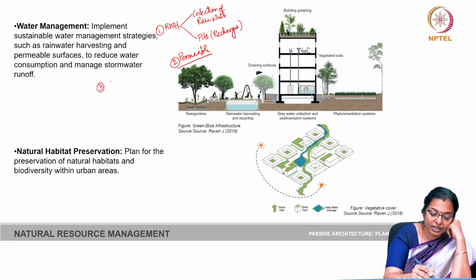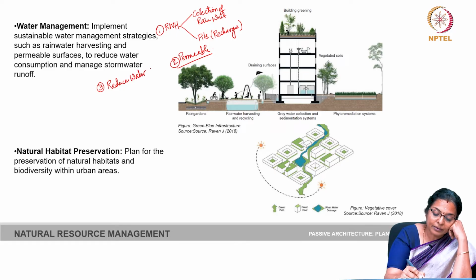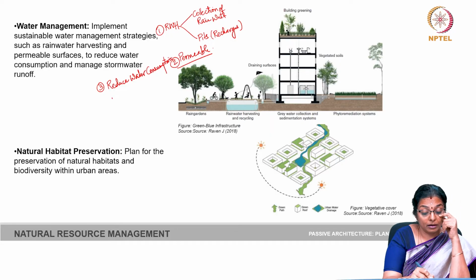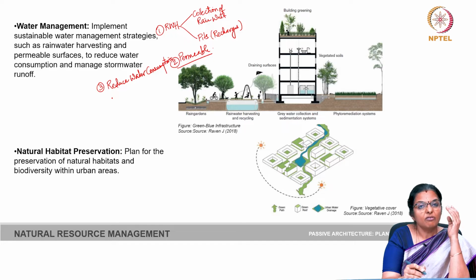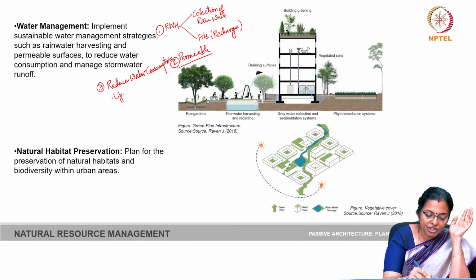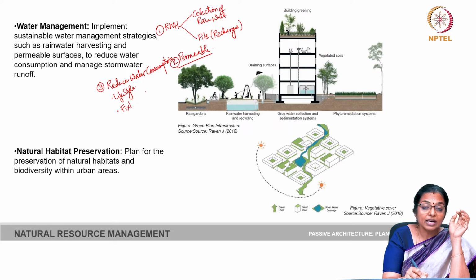very, very important, reduce water consumption. How do you do that? How do you reduce water consumption? By using, first is be aware. So, bring in a lifestyle change, which we had discussed earlier also. Next is use fixtures which consume less water.